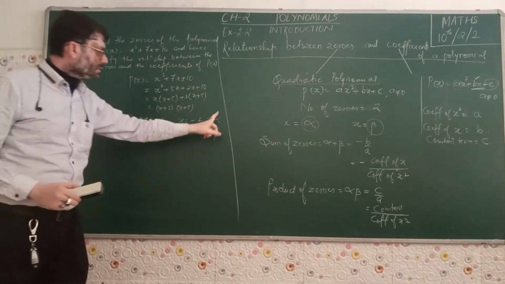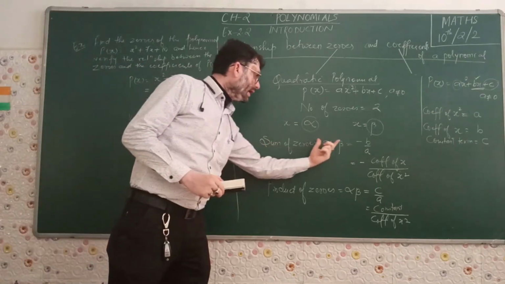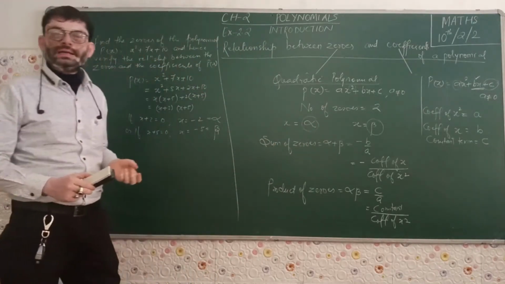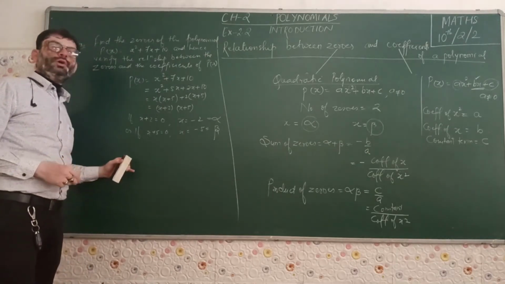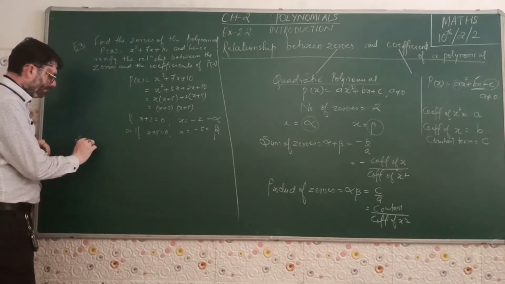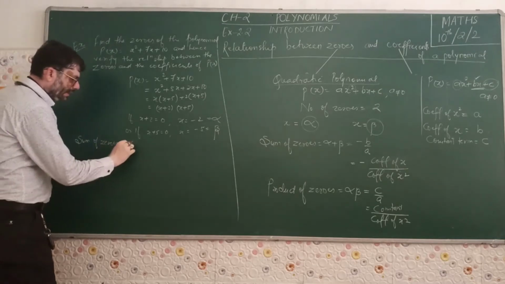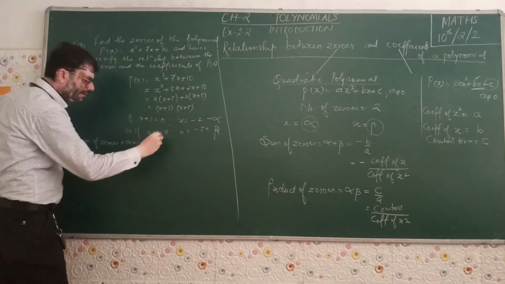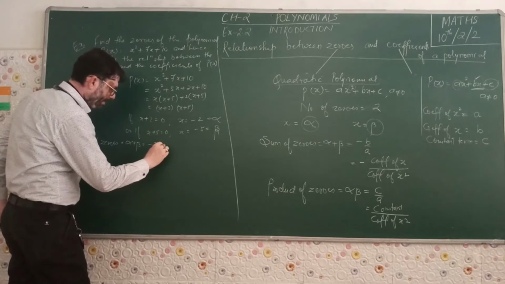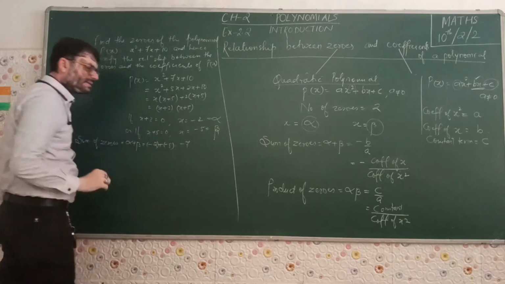We have got the zeros alpha and beta, and we have 2 relationships for quadratic polynomials that we have seen: alpha plus beta is minus b by a. That is, sum of the zeros is equal to minus coefficient of x by coefficient of x square. So we need to verify. Let us first verify the sum of zeros, that is alpha plus beta. Alpha was minus 2, beta is minus 5. So this becomes minus 7.